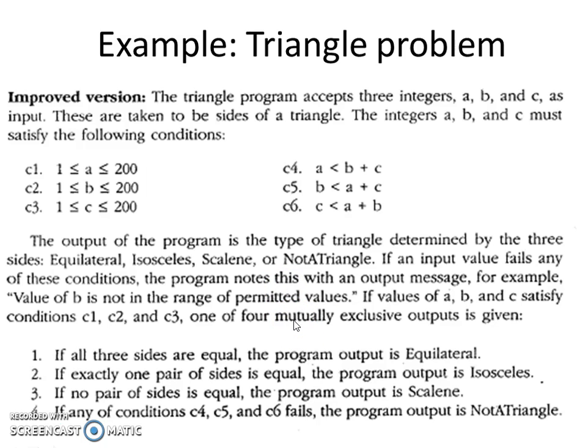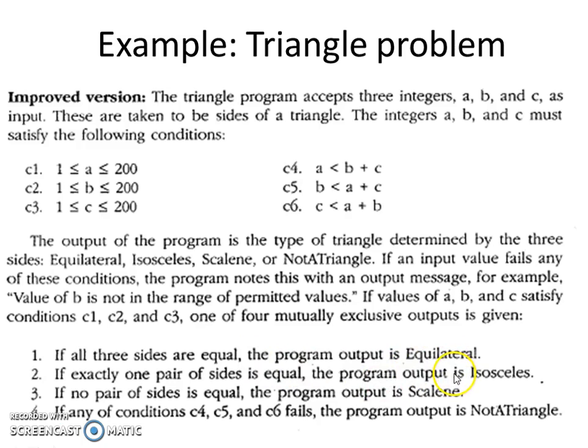For example, the value of b is not in the range of permitted values. If the values of a, b and c satisfy the conditions C1, C2 and C3, then we have one of four mutually exclusive outputs. The first output is that if all three sides are equal, the program output is going to be equilateral.